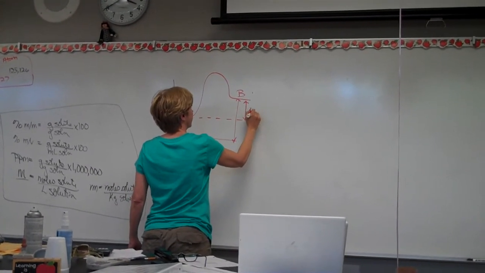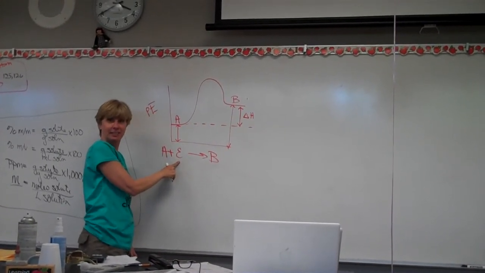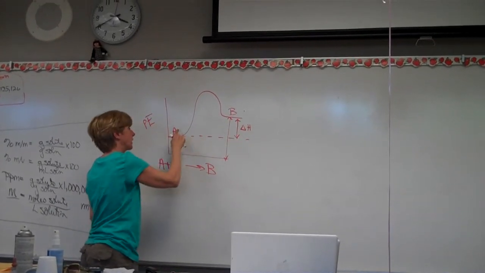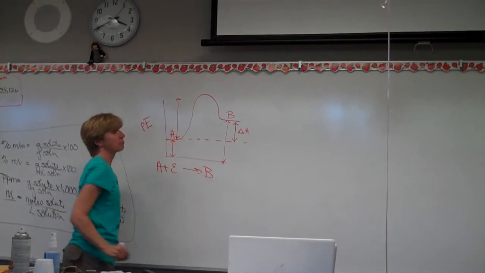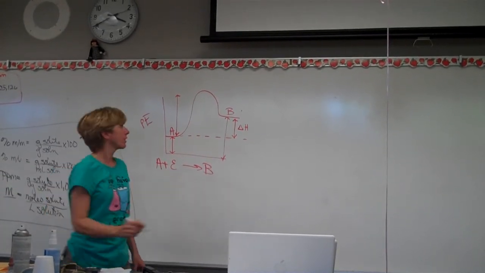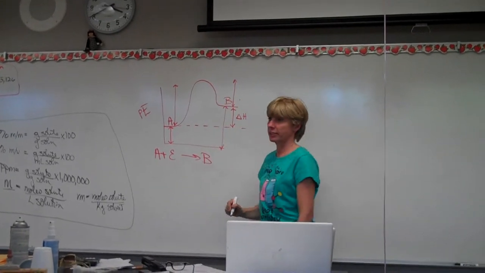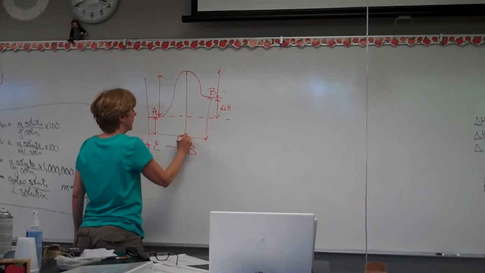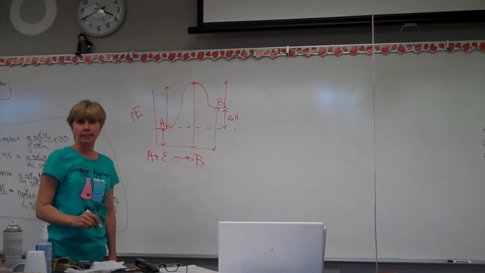Right here is delta H. That's the value that would go right here. It would be a positive number because B has more potential energy than A. This line right here would represent the activation energy of the forward. Right here is activation energy of the reverse. Right here is the potential energy of the activated complex.